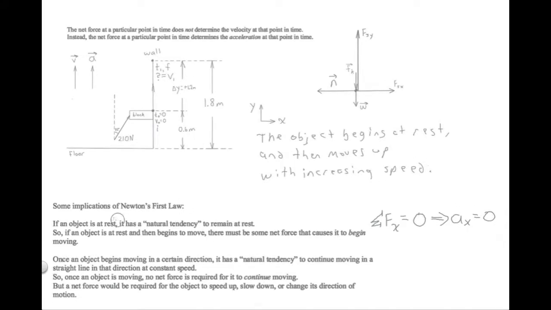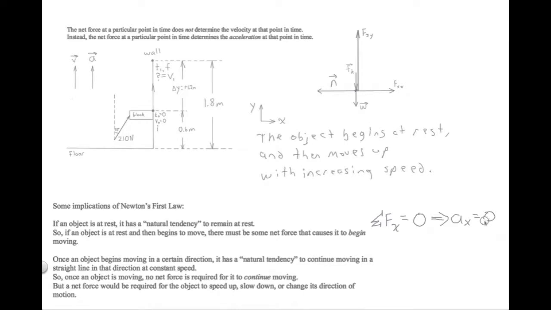Now remember that if an object begins at rest, then it has a natural tendency to remain at rest. Since there's zero net force in the x component, the object will obey its natural tendency and will remain at rest in the x component. That's consistent with our knowledge of this problem. We knew the object would be moving vertically, it would not be moving horizontally. It remains at rest in the x component because it began at rest in the x component and there's zero net force in the x component, so it obeys its natural tendency to remain at rest in the x component.